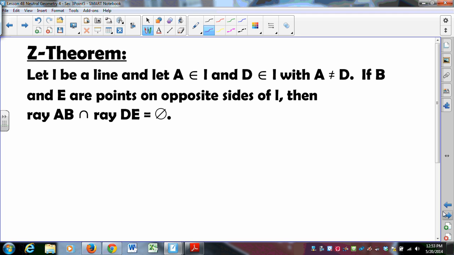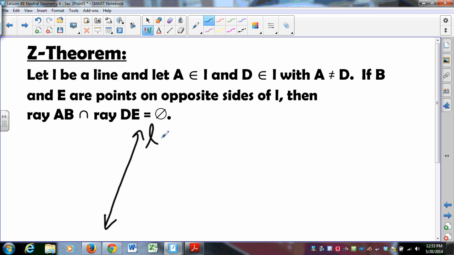It's an interesting theorem called the Z-theorem for reasons that shall become obvious in a moment. The Z-theorem says, let L be a line, and let A and D both be on line L. A is not equal to D. They're not the same point. If B and E are points on opposite sides of L, then ray AB and ray DE don't intersect. That's what the Z-theorem says. So let's take a look at the theorem.